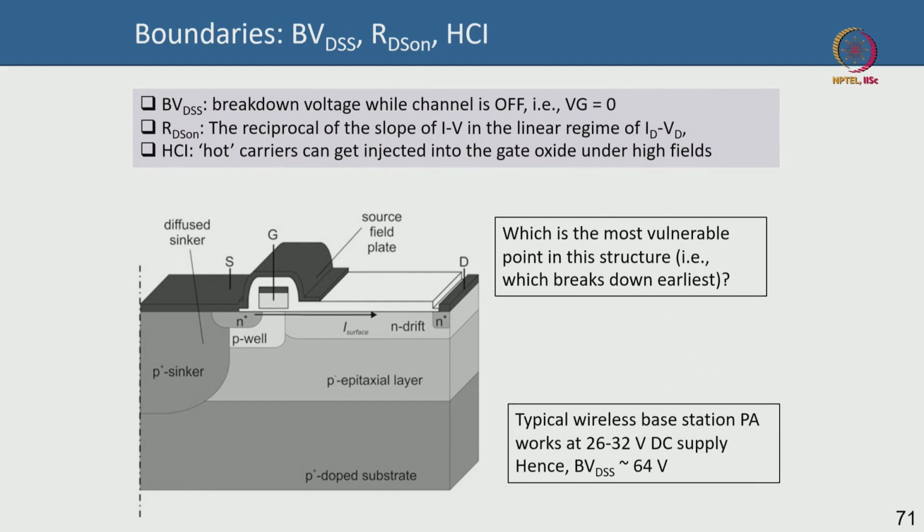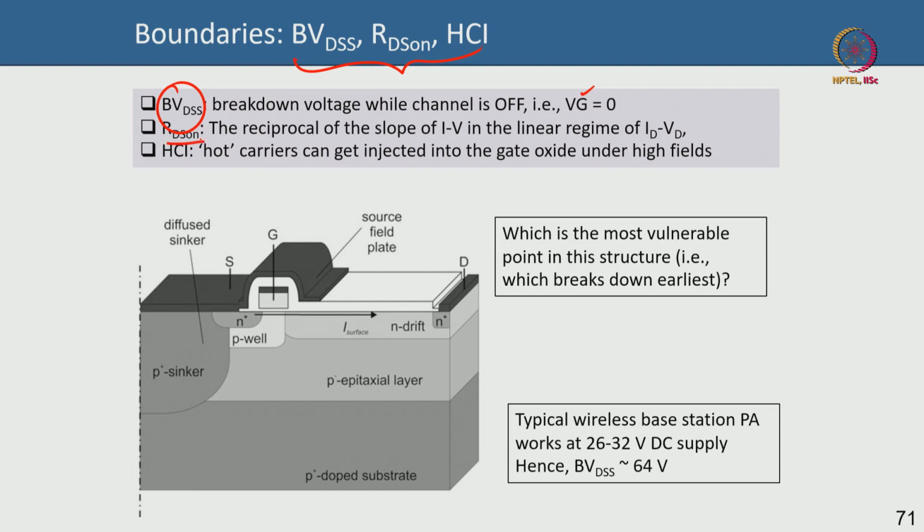Now we come to the breakdown, RDS on, and HCI. These three quantities are very critical. We have already talked about them to some extent. BVDSS by nomenclature is defined as the breakdown voltage when the channel is off, which means you keep the gate voltage at 0, so the channel is off. It is an enhancement mode device, which is a good thing for many applications. So you keep the VG at 0 and you sweep the drain voltage. At one point the drain buffer will break down, that is your breakdown voltage.